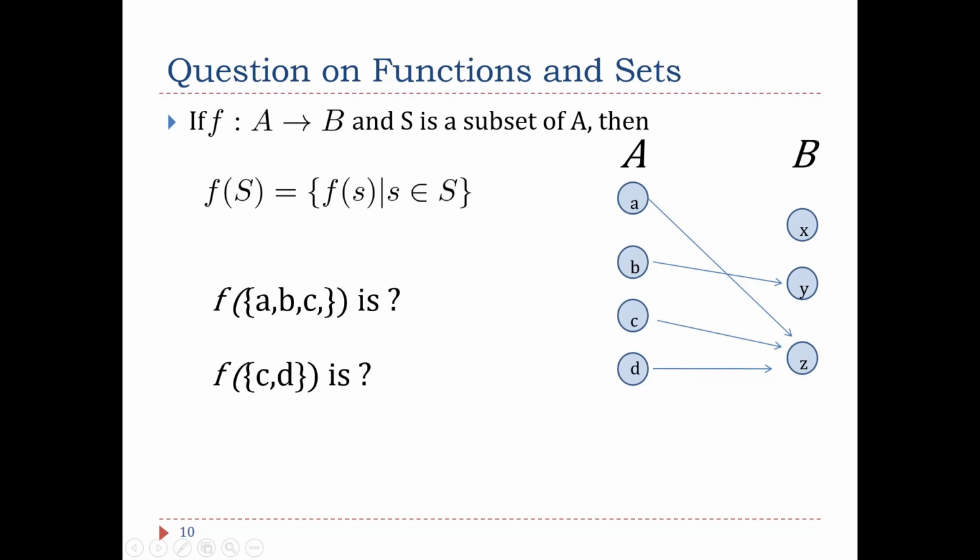We can also define, as I told you, a function partially on a subset of the domain. And then in this case, f of S would be a set of the images of the elements in S, okay? So for example, f of ABC alone is actually Y and Z. And f of C and D is the singleton element Z.